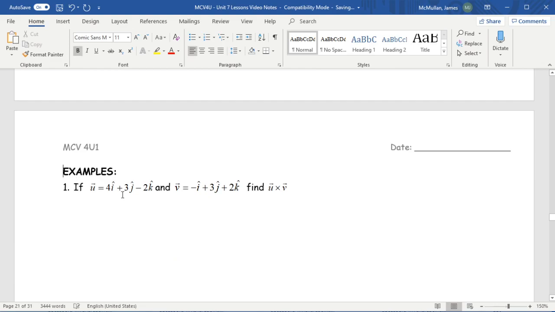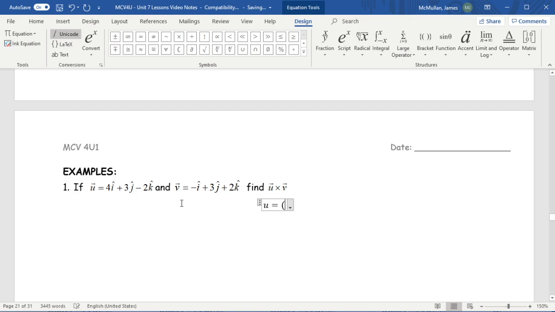It says if u is 4i plus 3j take away 2k, and v is negative i plus 3j plus 2k, find u cross v. All right. So first things first, let's get it out of this sum form and write it in regular component form. u is 4, 3, negative 2. v is negative 1, 3, 2.